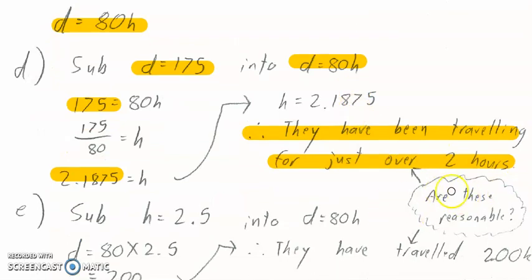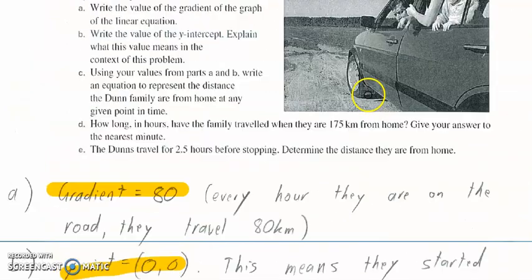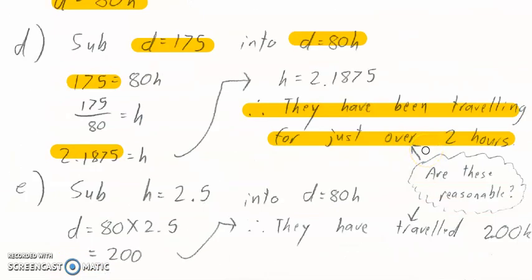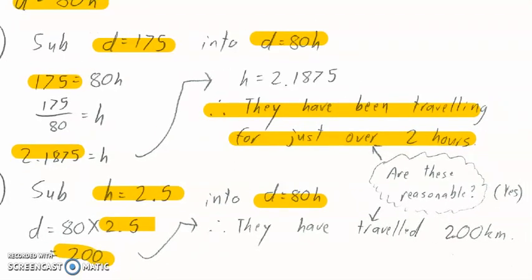Anyway, you'll note I've got a little bubble here asking are these reasonable. I will come back to that in a moment. Anyway, part E. The Dunn family travels for 2.5 hours before stopping. Determine the distance they are from home. Well, this one, surprisingly, is a little bit easier than part D, in my opinion. We're basically subbing H equals 2.5 into my equation. So I replace the letter H with the number 2.5. 80 multiplied by 2.5 gives me 200. So their distance from home after 2.5 hours is 200 kilometres. And of course, worded question, need a worded statement here for my solution.